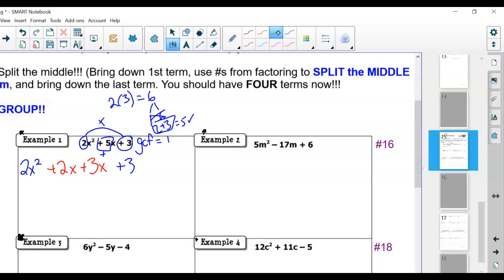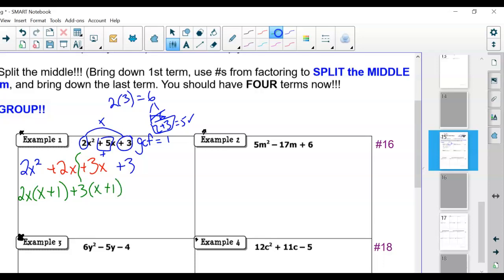From there, I have 4 terms, and I can start my grouping process. On the left, I can factor out a 2 and an x. Remember that when you factor out, you're dividing. So if I divide 2x squared by 2x, I'm left with just x. If I divide 2x by 2x, I'm left with just 1. On the right side, my GCF is positive 3. If I divide both of these by 3, I'm left with just x and plus 1.